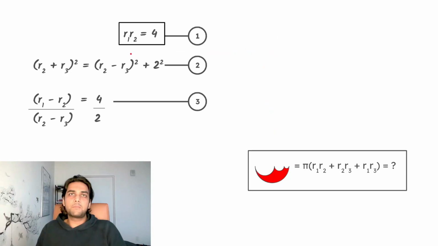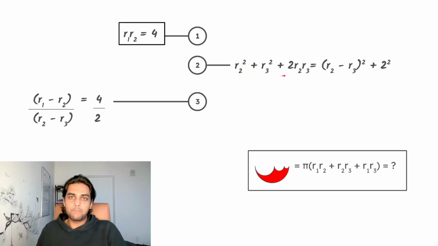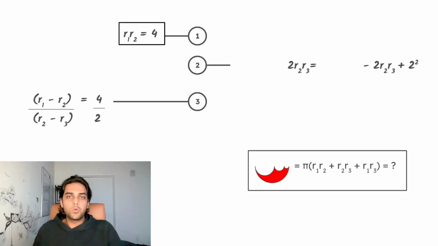Okay, let's flip this back and get the second equation in the playground. Let's expand the first term here to get r2 squared plus r3 squared plus 2 times r2 r3. Now let's expand this term to get r2 squared plus r3 squared minus 2 times r2 r3. Similar to before, we can now subtract r2 squared and r3 squared from both sides to get 2 times r2 r3 equals minus 2 times r2 r3 plus 2 squared.